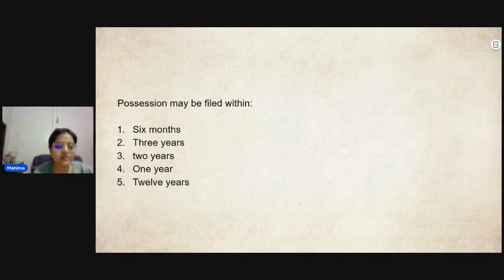Possession may be filed within 6 months, 3 years, 2 years, 1 year, 12 years. Correct. Shubham is right. State local acts, right. Local acts, correct, Medha. Possession may be filed within. You are not answering, you are answering the conceptual based question.